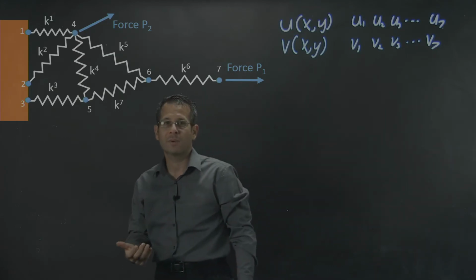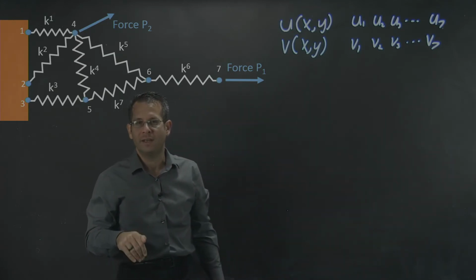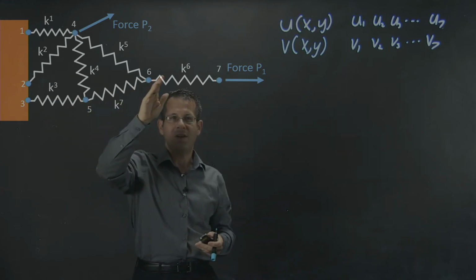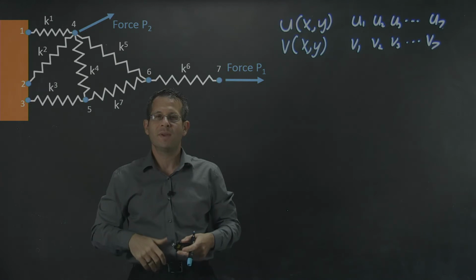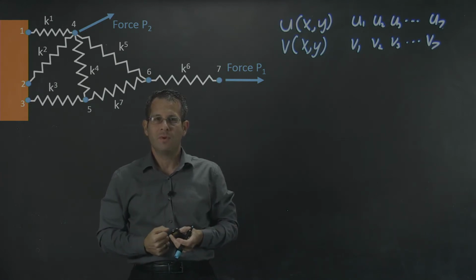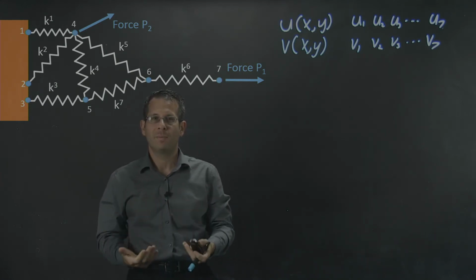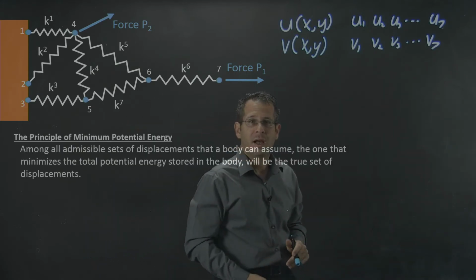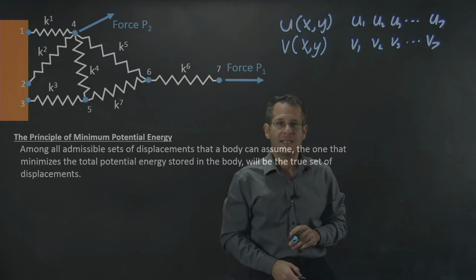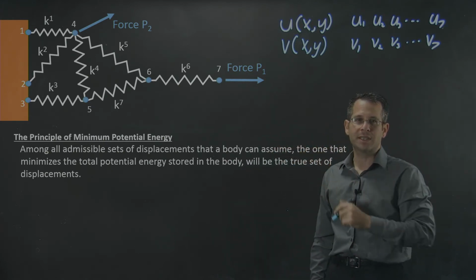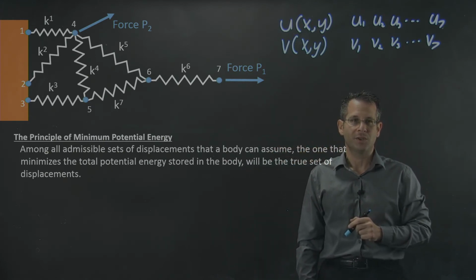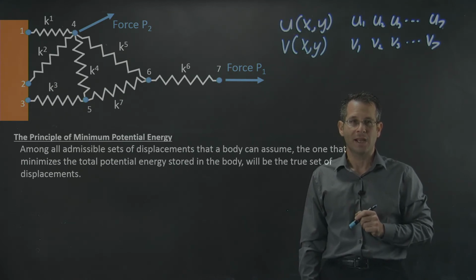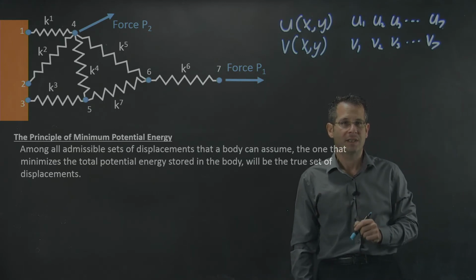It turns out that in the universe that we live in, the amount that node number 5 and node number 6 do move will be the amount that creates the minimum amount of potential energy in the system. And so the principle of minimum potential energy states that among all admissible sets of displacements that a body can assume, the one that minimizes the total potential energy stored in the body will be the true set of displacements.